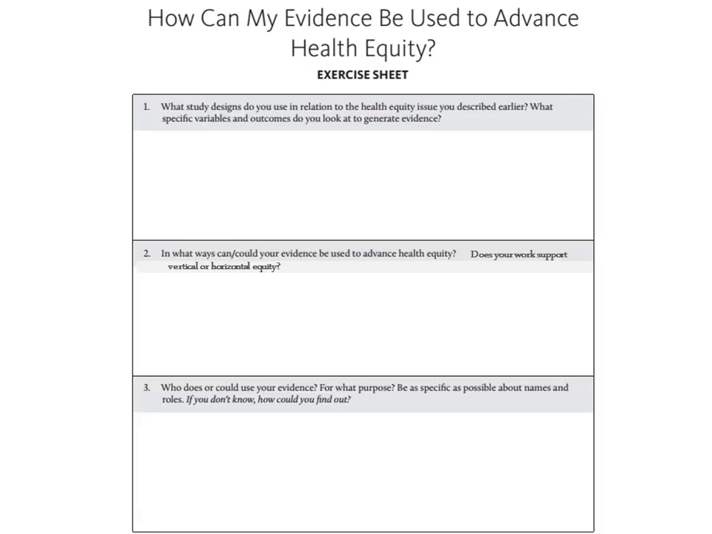The next one is, how can my evidence be used to advance health equity? So number one is about describing the kind of designs that you typically do. Are they cross-sectional? Are they longitudinal? Are you describing problems? Are you evaluating interventions? So describe a little bit about what you do in number one.